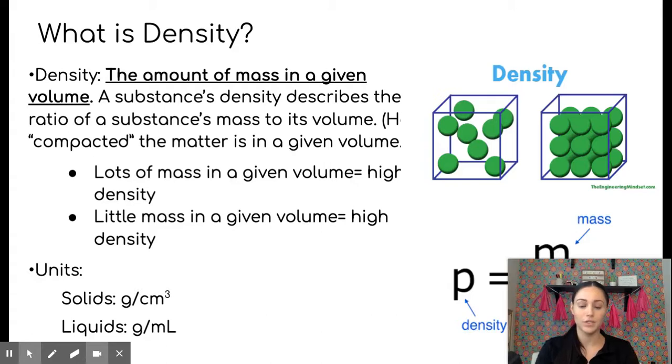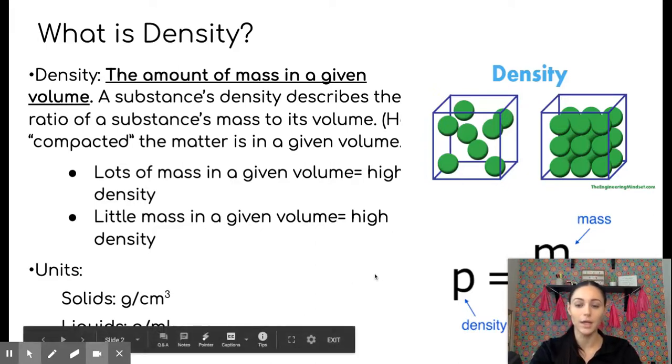The units for density that we will use are, for solids, the gram per cubic centimeter. So that is a mass unit, gram, divided by a volume unit, which is the cubic centimeter. For liquids, the unit that we use is grams per milliliter. That is because milliliters are the volume unit for liquids.